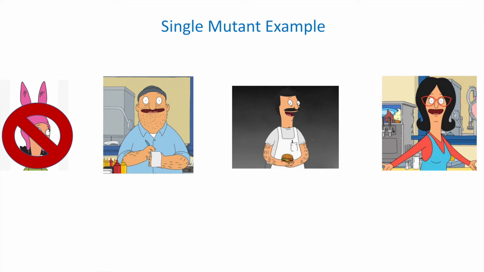A single mutant example would be if Louise has to be at school, so her gene is not activated or expressed. Louise's absence causes Teddy to be expressed, allowing him to block Bob from working. This prevents Linda's gene from being expressed, causing the customers to not get their order.